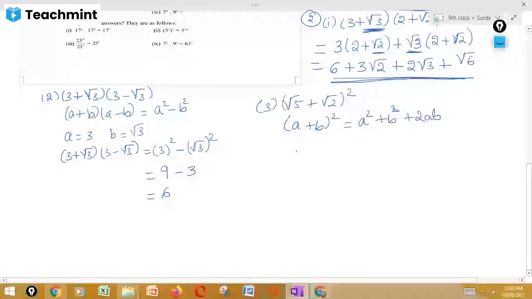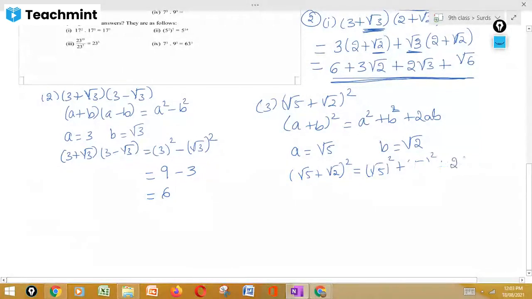Now, what is your A here? Root 5. B is root 2. Now just fill those values in A and B, or else you can say substituting the values of A and B in that identity. Root of 5 plus root of 2 whole square is equal to root 5 whole square plus root 2 whole square plus 2 into A, which is root 5, into B, which is root 2.